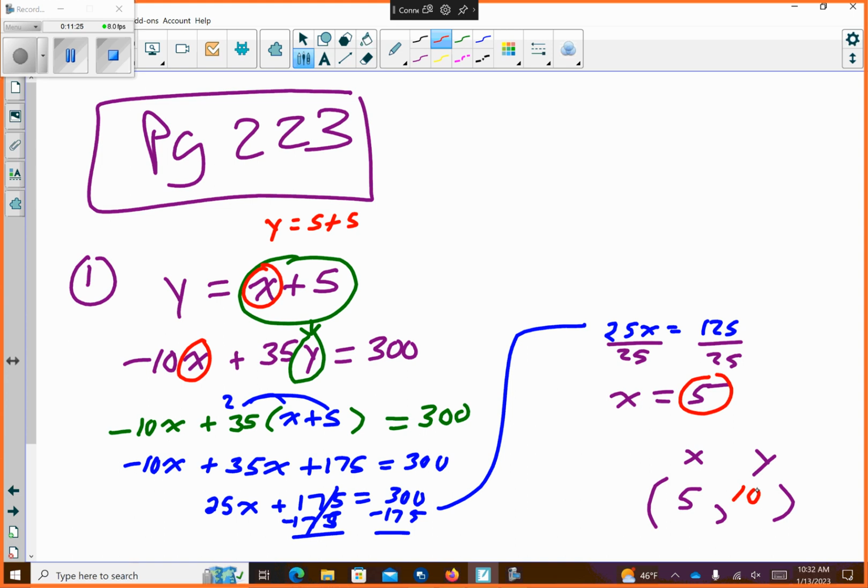Okay. Questions about that one? So substitution is a method used to solve these. Agree? All right. May I move on? Did you get this copied down on page 223? Did anyone forget to copy it down?